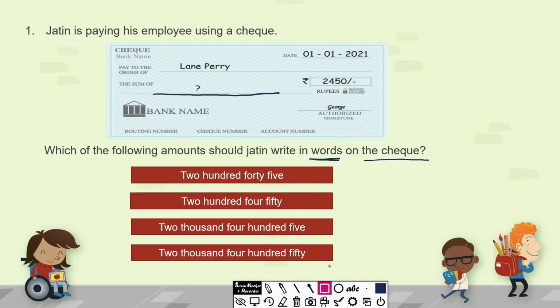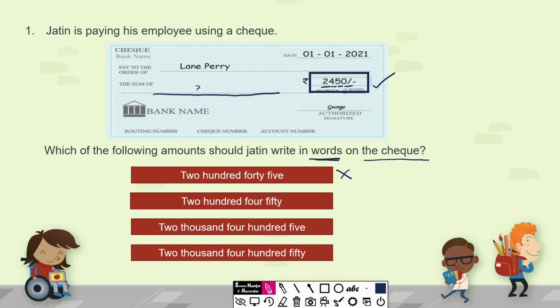So, what is the amount he is paying? It is rupees. Tell me, what is the amount? Yes, I'm waiting. Tell me, what is this? 2,450. Yes. So, tell me, which of the following should Jatin write in words on the check?